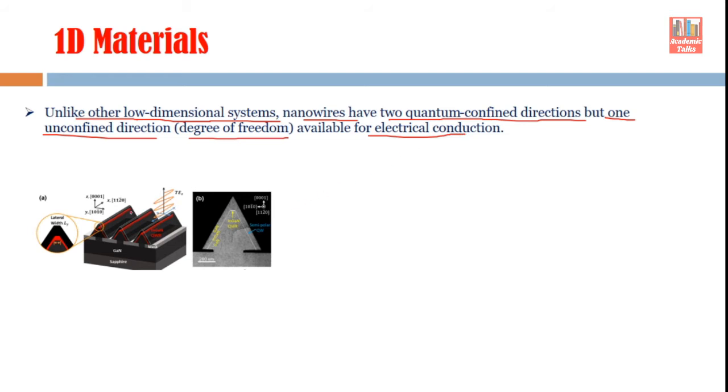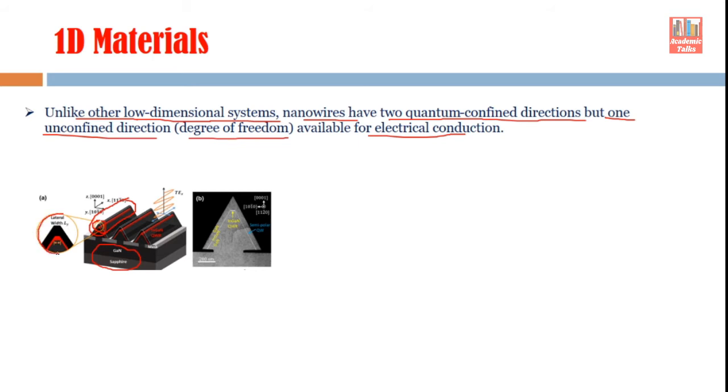So in this first example, you can see this kind of structure is formed here on a gallium nitride and sapphire combination of substrate, and that way you can see they have unconfined movement only in one particular direction. The dimensions of this tip are shown here with this color, and it is enlarged in this portion.